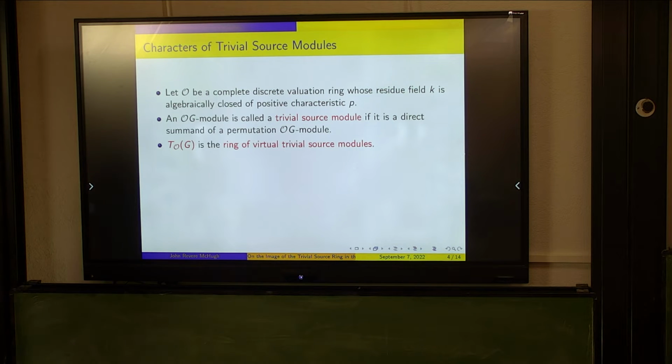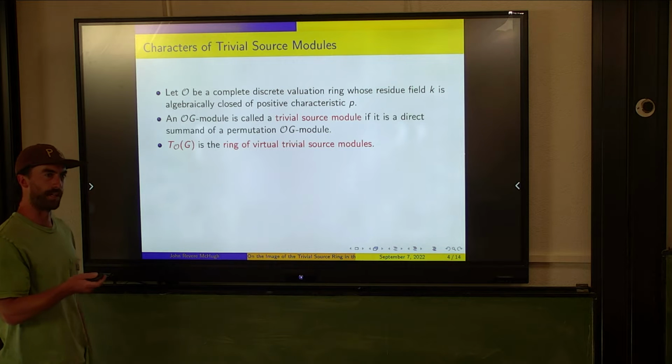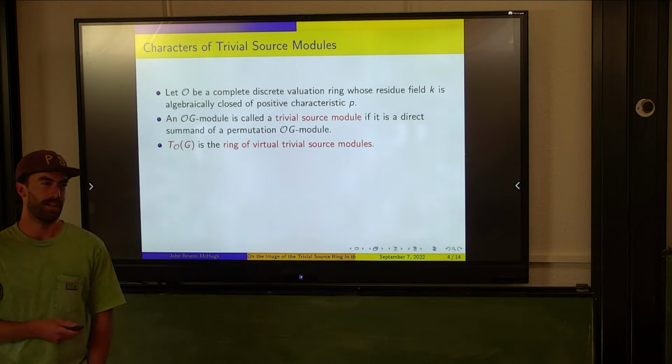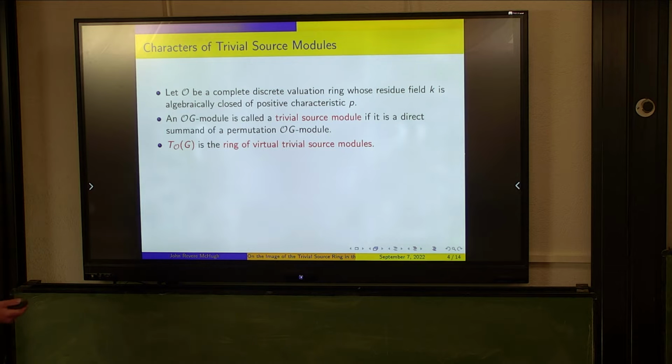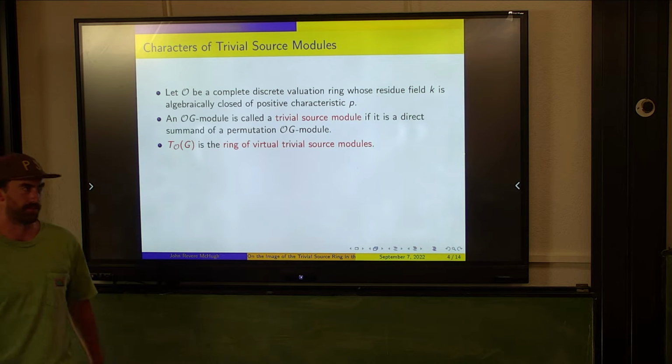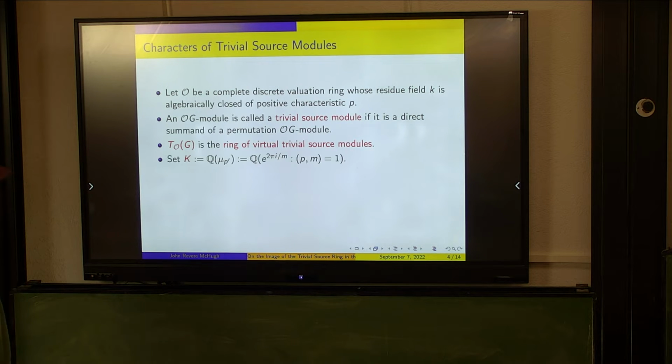So just like you can create the ring of virtual characters of a group, you can create this ring, a ring of virtual trivial source modules. Maybe you think of the elements not as characters, but as isomorphism classes of trivial source modules, and you're allowed to add and subtract them and multiply them. Multiplication comes from the tensor product.